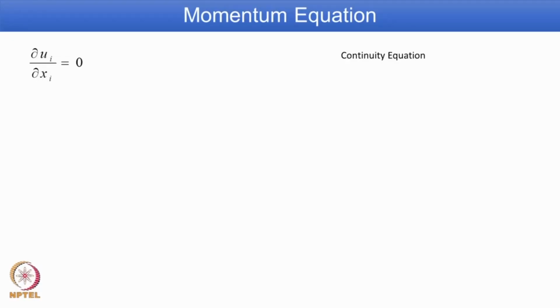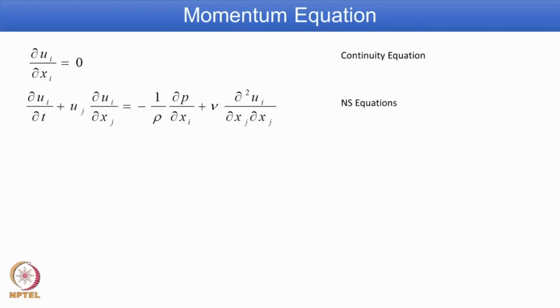Now, let us try doing it for the momentum equation. I repeat again, here is the continuity equation ∂u_i/∂x_i equal to 0, written in index notation form. Now, the momentum equation in index notation form is shown here. We already know this is otherwise called the Navier-Stokes equation: ∂u_i/∂t plus u_j ∂u_i/∂x_j equal to minus 1 by rho ∂p/∂x_i plus nu ∂²u_i/∂x_j∂x_j.